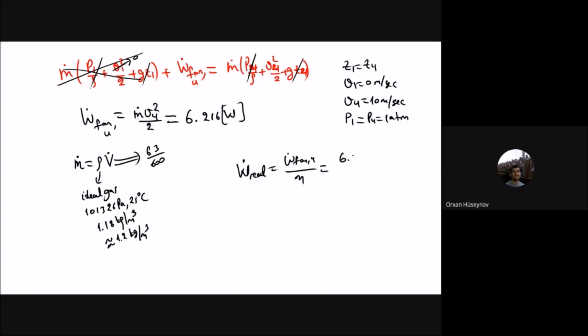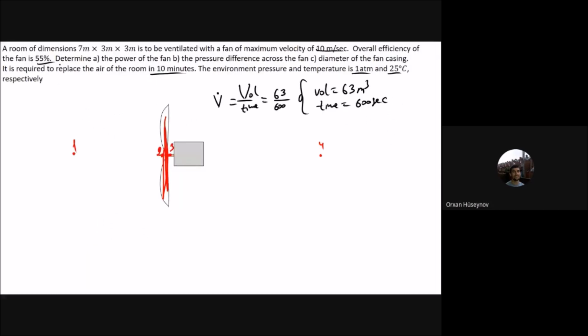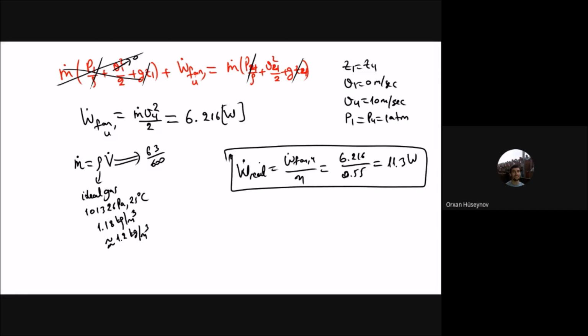It is 6.216 divided by the efficiency, which is given in the question as 55%, or divided by 0.55, and you will get the real power of the fan, which is equal to 11.3 watts. A small fan power. Okay, a small fan power will be enough to replace the air of the room in 10 minutes.